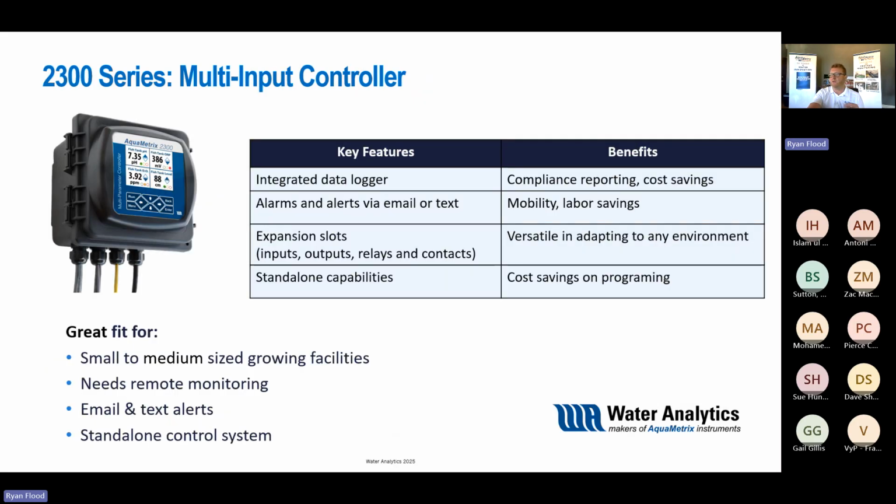Where again, looking at the 2300, a lot of different features that make it really feature rich. And this, where we look at it, is really good for those small to medium-sized and growing facilities where they're looking to do more, they're looking to learn from their data, and they're looking to optimize their facilities. And they also want to have more access to their information on a regular basis.